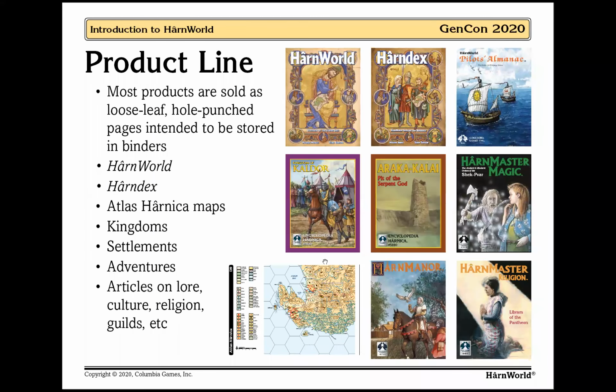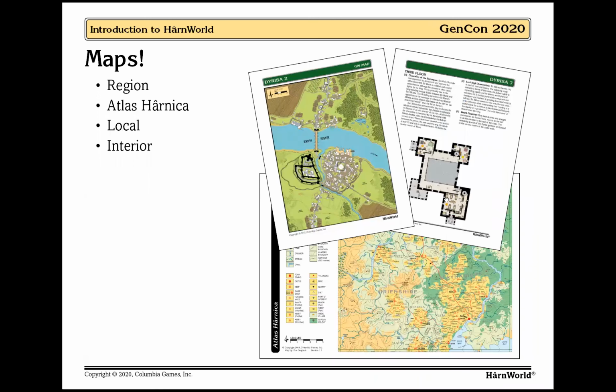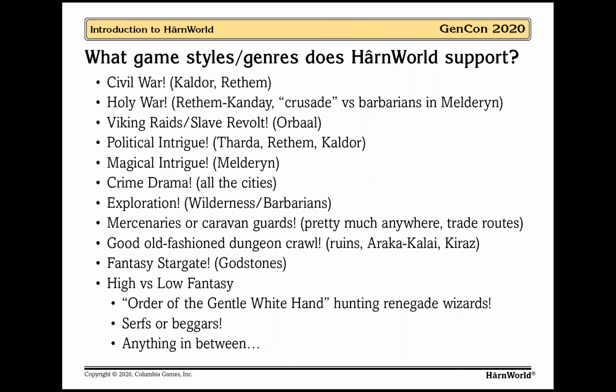And then there are the maps for individual settlements, and then the floor plans of major buildings inside. So Marc, now that we've given an overview of the product line and the setting, now that I know what Harn is, what can I do with it? What are the types of games that I can run there?